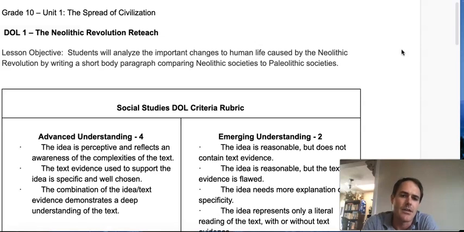But before I do that, let's review the objective from the lesson. You were to analyze the important changes to human life caused by the Neolithic Revolution by writing a short body paragraph comparing Neolithic societies to Paleolithic societies. And let's talk about this rubric. This rubric I used to grade your responses, and I will use it all year.